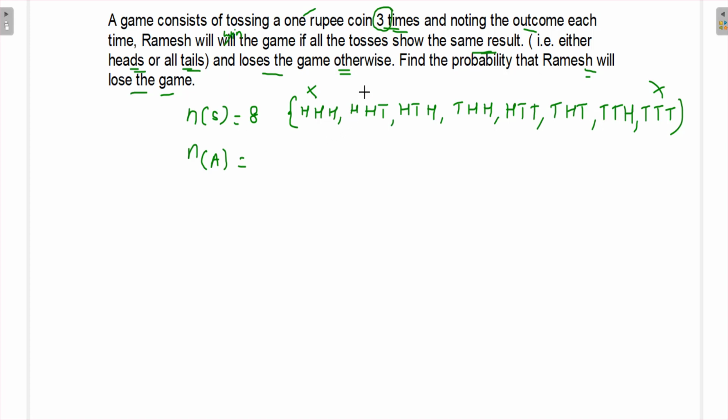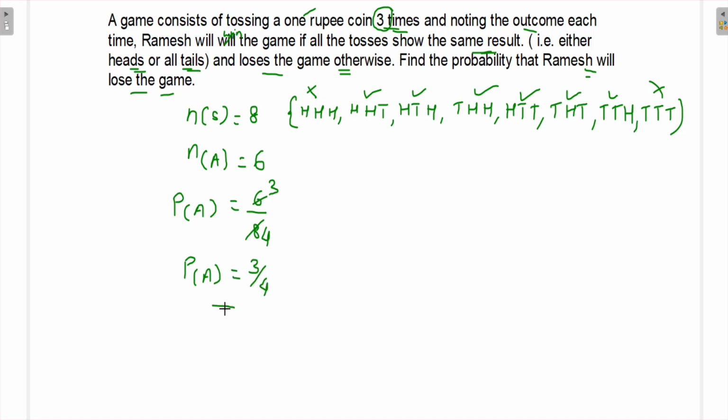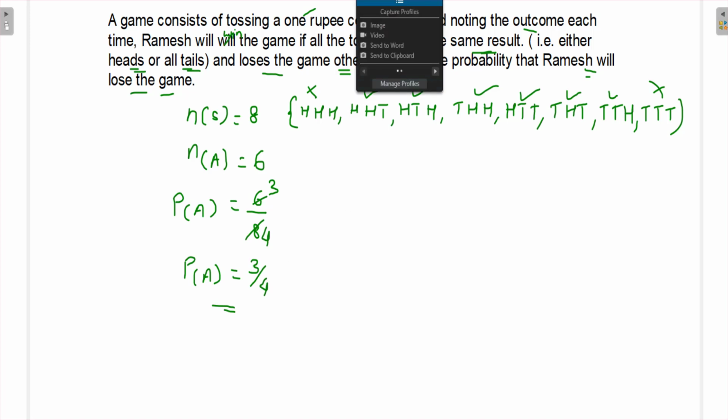So the favorable outcomes will be 1, 2, 3, 4, 5 and 6, and so favorable outcome is 6. And therefore friends, the probability will be equal to 6 upon 8. So it will be 2 3s are 6, 2 4s are 8, and therefore the probability of losing the game will be 3 by 4. And so friends, the probability of losing the game is 3 upon 4. Now let us move to the next question.